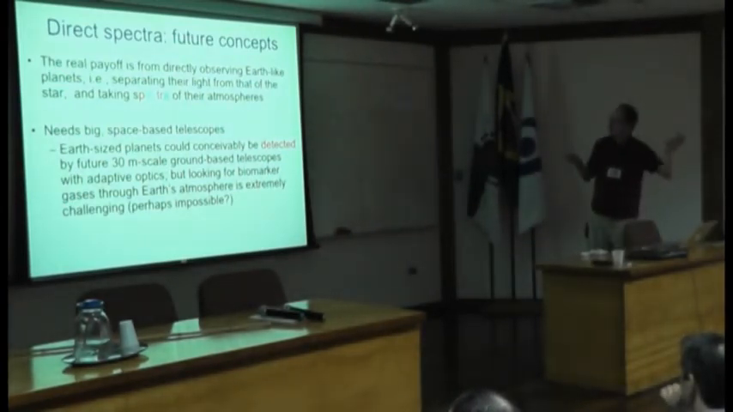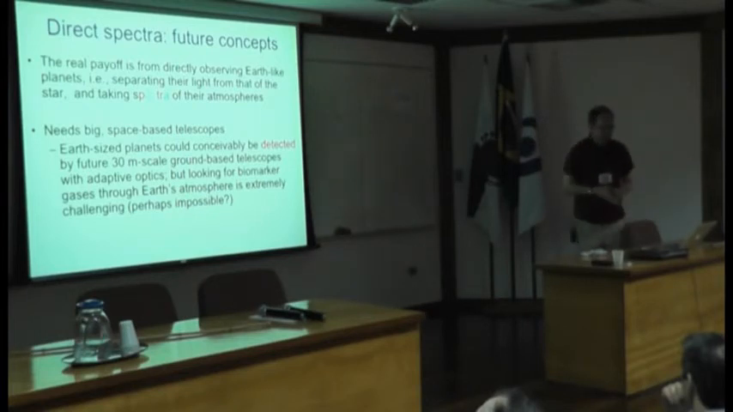My last few slides are on the idea of future concepts to look at spectra of atmospheres. This is very difficult with ground-based telescopes, even with adaptive optics, because you have to look through the Earth's atmosphere, which is already full of the kind of biosignatures you're looking for. So really, you need space-based telescopes.